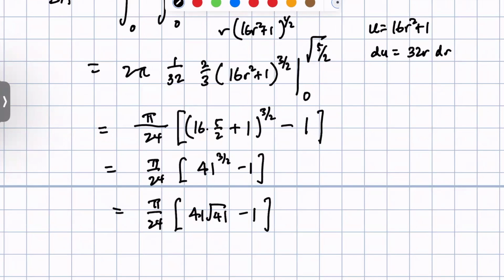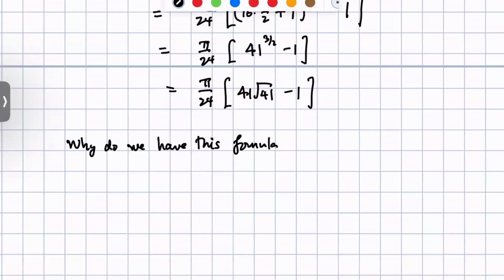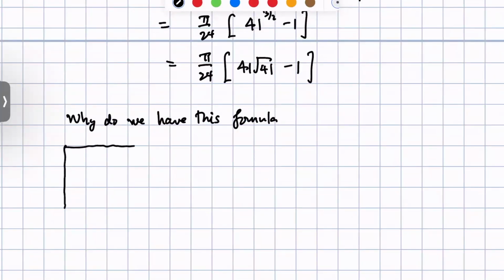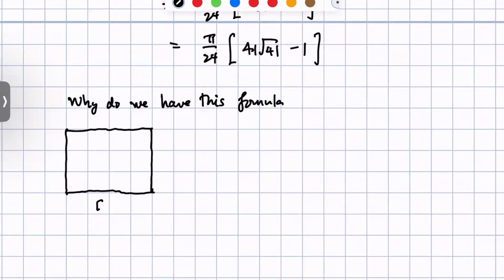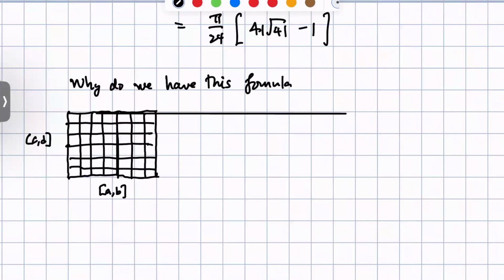So let's talk about the reason for this formula. Why do we have this formula? What we want to do is consider the parameter space. Let's just take the example where something is a square. This is AB and this is CD, and by crossing it, you get a rectangle. What we're going to do is break this up into n slices here, and n slices here. And I want to see what happens to each of these under the parametrization.